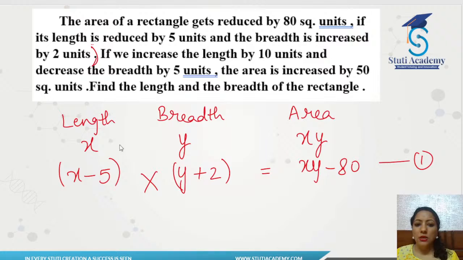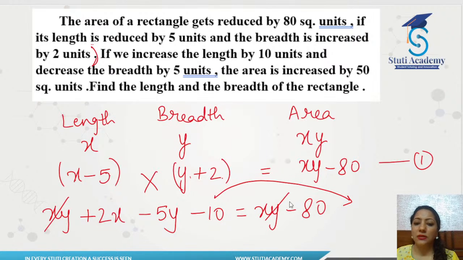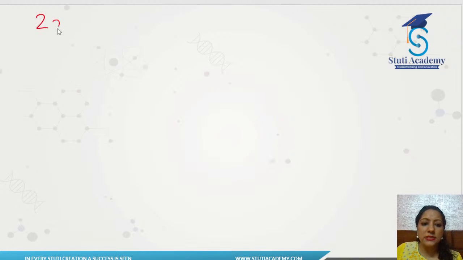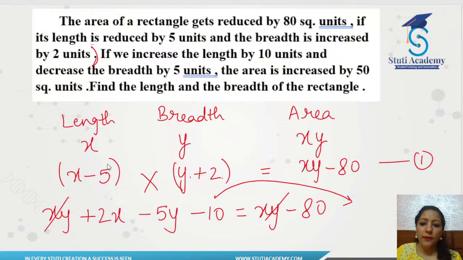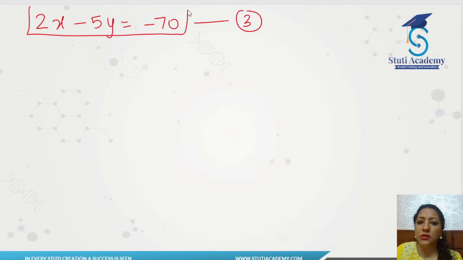Let us first simplify this. So when we simplify, we'll get here xy, x into 2, that is 2x, minus 5 into y, that is minus 5y, minus 5 into 2, that is minus 10, equal to xy minus 80. Now this xy and xy will get cancelled. You can take this minus 10 on the right hand side. You will get plus 10 here. So then you will get here 2x minus 5y is equal to minus 80 plus 10 will give you minus 70. That's the third equation. It is the simplified form for the first equation. Now we'll be using the third one in place of the first one.